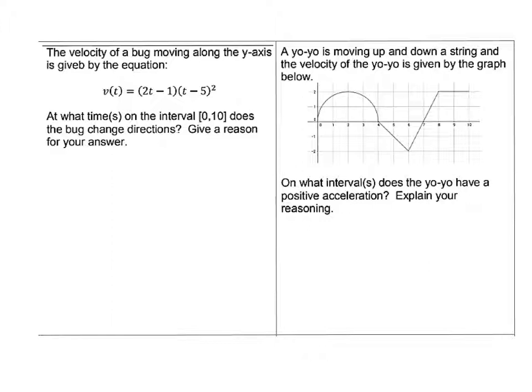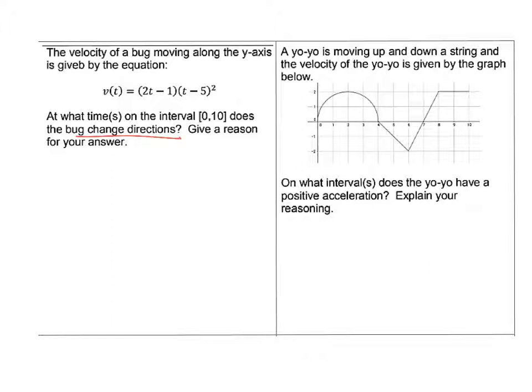Alright, this is the first example, the top left corner in your packet. The velocity of a bug moving along the y-axis is given by the equation v of t equals (2t minus 1) times (t minus 5) squared. At what time, or times, on the interval 0 to 10 does the bug change directions? Give a reason for your answer.